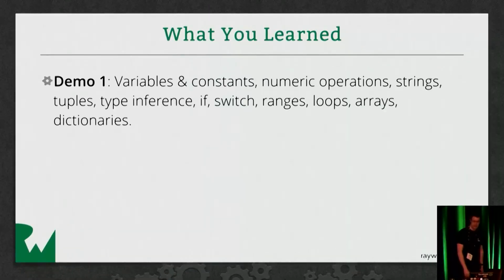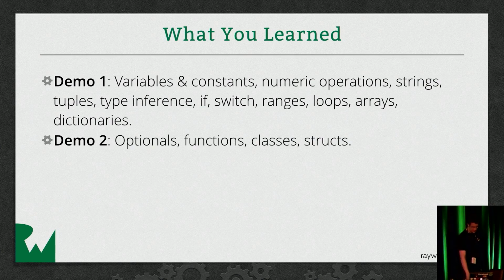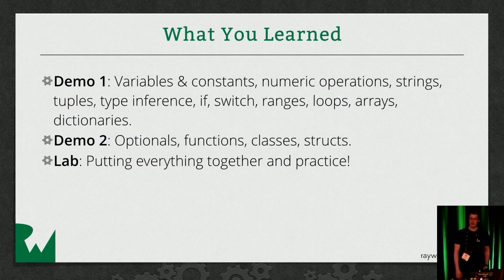So what have you learned? You've learned quite a lot, to be honest. In demo 1, we went through a heck of a lot of things: variables and constants, numeric operations, strings, tuples, type inference, if statements, switch statements, ranges, loops, arrays, and dictionaries. There's a lot to cover there. Let's go quickly. Demo 2, the optionals, functions, classes, and structs. In the lab, you put it all together and had some practice. And like I say, please finish it off, go through it. It covers a lot of stuff.